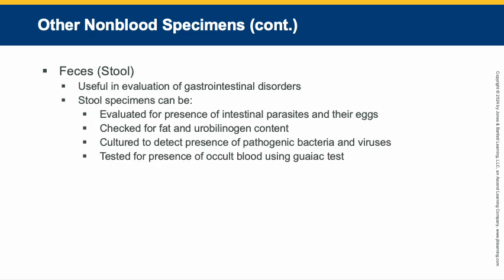Feces or stool. This is used to evaluate gastrointestinal disorders. You can also evaluate the patient for parasites and their eggs. You can check that specimen for fat or urobilinogen content. You can culture it to see if there is a pathogenic bacteria that is actually causing a problem. And you can test them for occult blood using the Guaiac test.